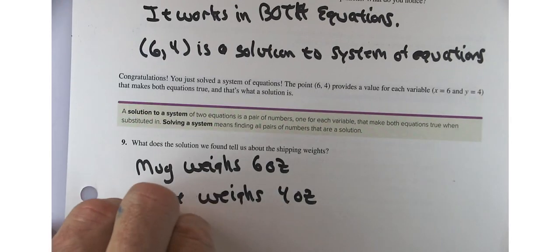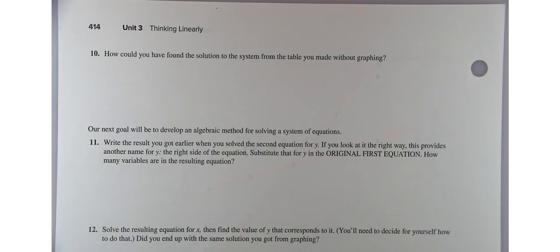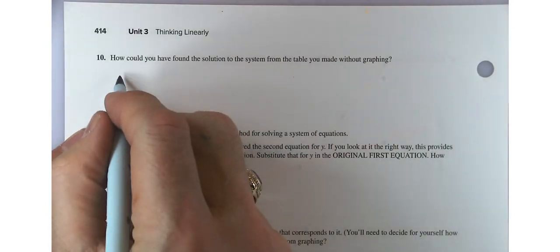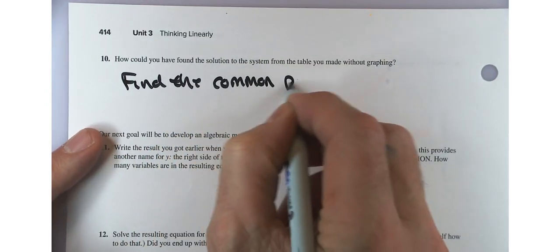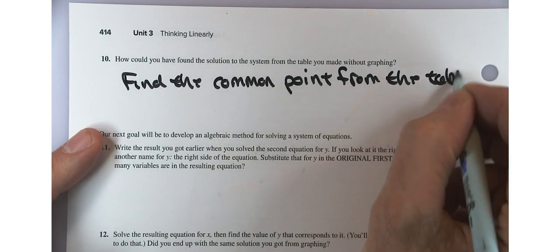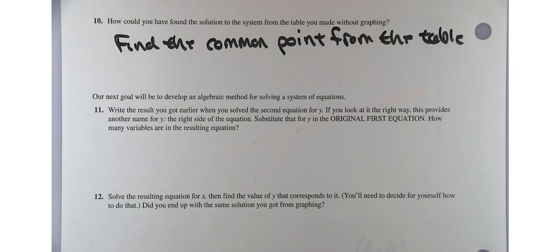Let's go a little further with this. So how could you have done this without graphing? Find the common point from the table. From the table. So our next goal is to start solving this a little bit more efficiently, and we're going to solve it algebraically.